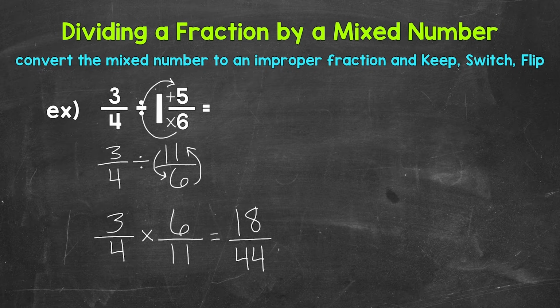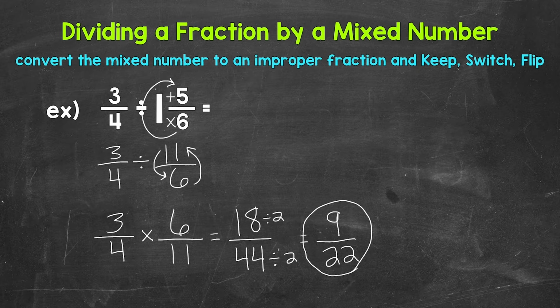We have a common factor other than 1 between 18 and 44. We have a greatest common factor of 2. So let's divide 18 by 2 and 44 by 2. 18 divided by 2 is 9. 44 divided by 2 is 22. So we end up with 9/22. The only common factor between 9 and 22 is 1, so this is in simplest form, and we are done.